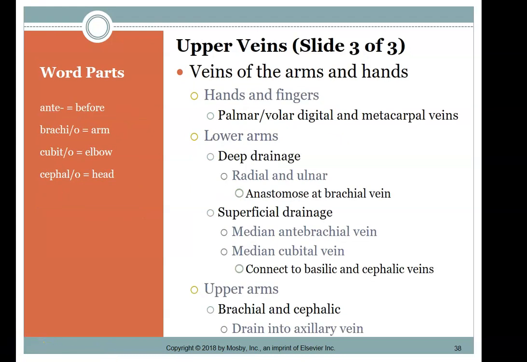The upper veins. The veins of the arms and hands: in the hands and fingers, you've got the palmar and volar digital and metacarpal veins. In the lower arms, deep drainage is the radial and ulnar, which anastomose at the brachial vein. The superficial drainage is the median antebrachial vein and the median cubital vein, and it connects to the basilic or cephalic veins. And then your upper arms, the brachial and the cephalic, and they drain into the axillary vein. The word parts: ante equals before, brachio equals arm, cubito is elbow, and cephalo is head.